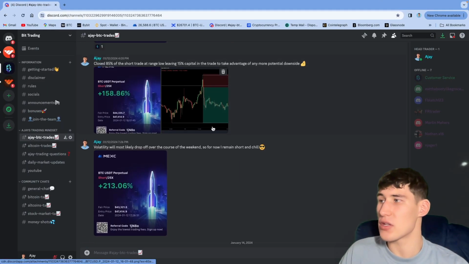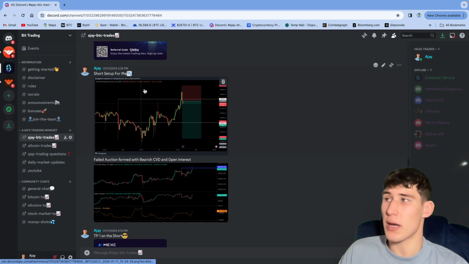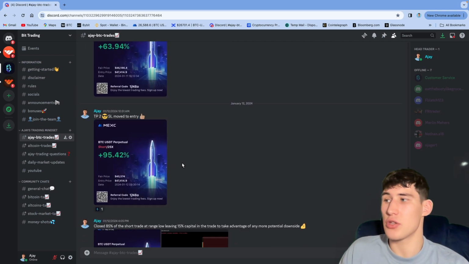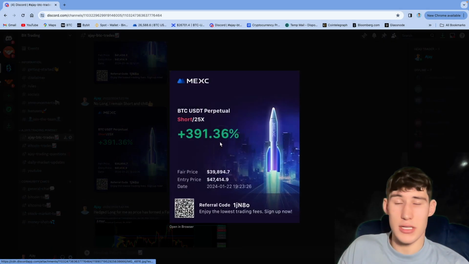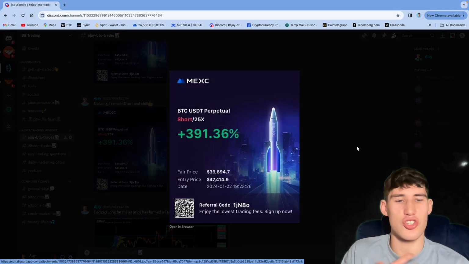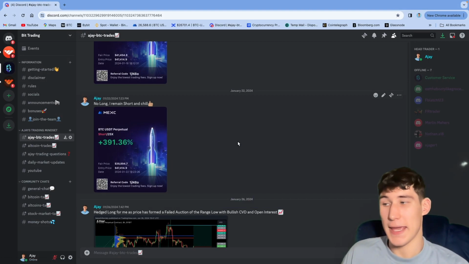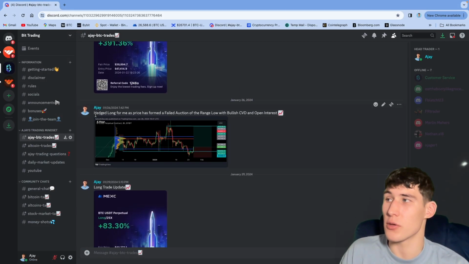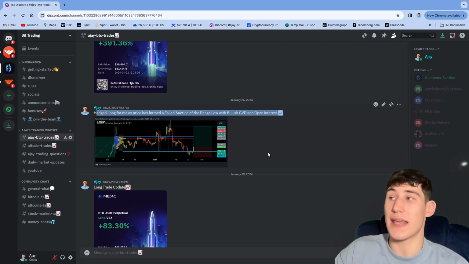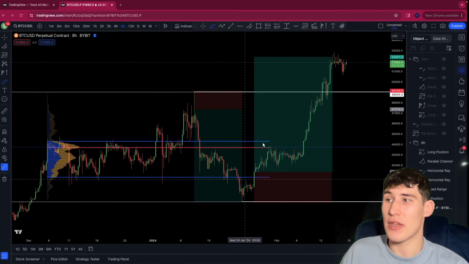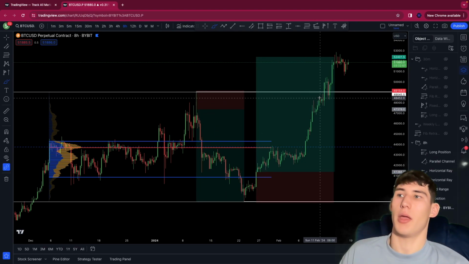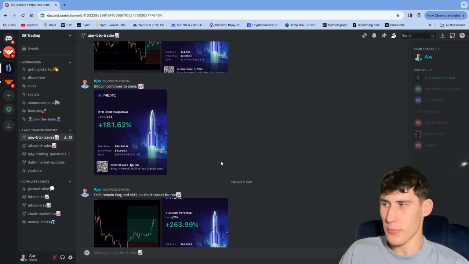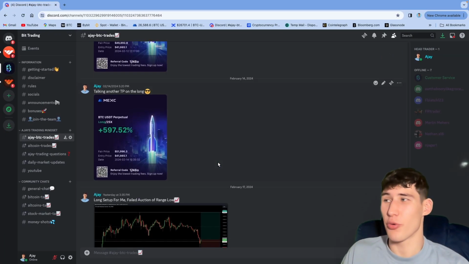But I did actually give this short position to the team on the Visionary Discord. As you can see here, short setup for me, failed auction formed with bearish CVD and bearish open interest. On this short position alone, this gave us over 391% in profit. So this was an extremely profitable trade for us here at Bit Trading. And then after that, what did we do? We entered into a hedged long position at the range low. So we shorted the range high down to the range low, then we longed the range low all the way up to the range high. And as you can see, this trade yielded us some really nice profits.